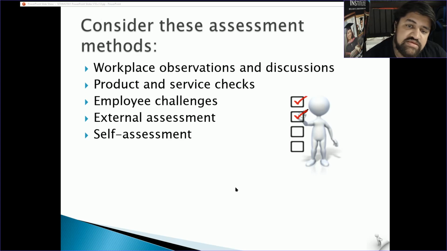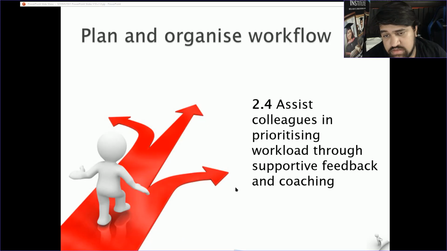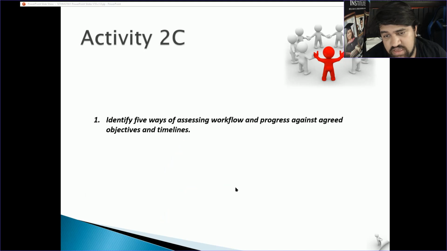Consider these assessment methods: workplace observations and discussions, product and service checks, employee challenges, external assessments, self-assessment. Identify 5 ways of assessing workflow and progress against agreed objectives and timelines. So if we're thinking about 5 ways of assessing workflow, we would first essentially conduct an assessment of ourselves. We would conduct an external assessment of the employees that are involved.